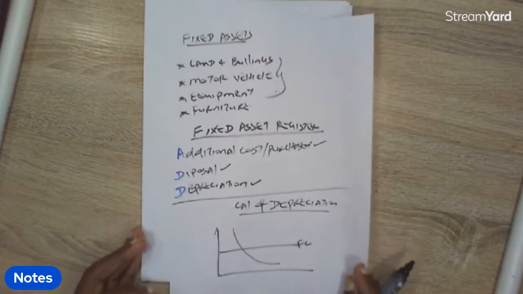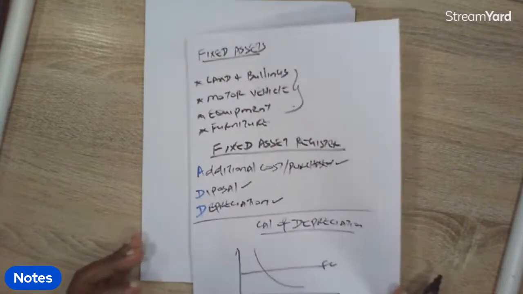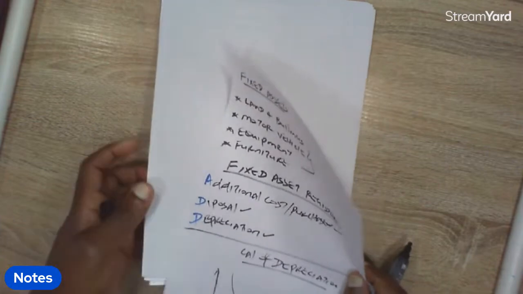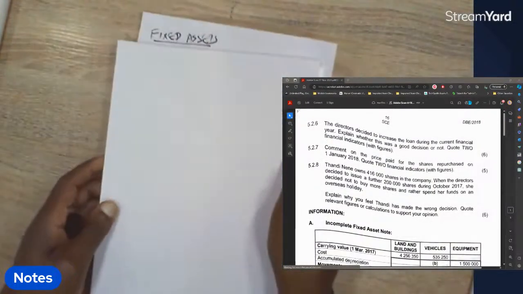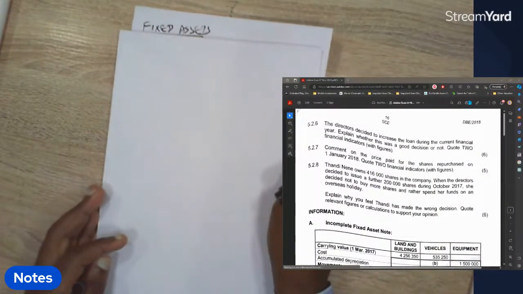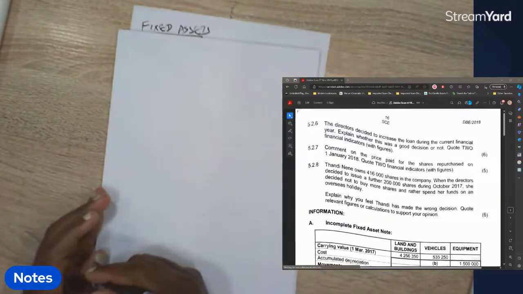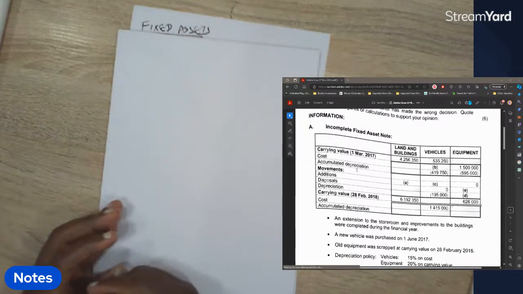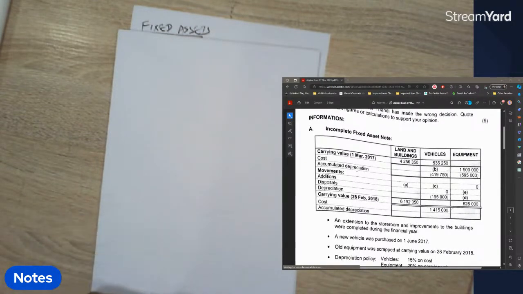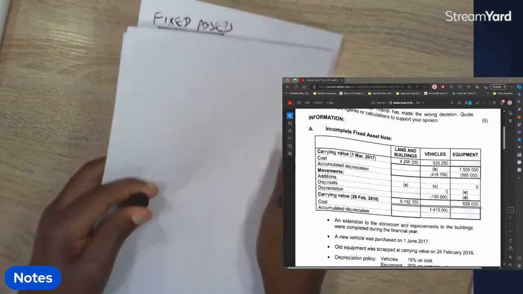Okay, maybe let's go to the 2018 question paper that I have here, where we are supposed to calculate. I can show it on the screen. What is the question there? Calculate the missing amounts denoted by A until E. Let's calculate those missing amounts.